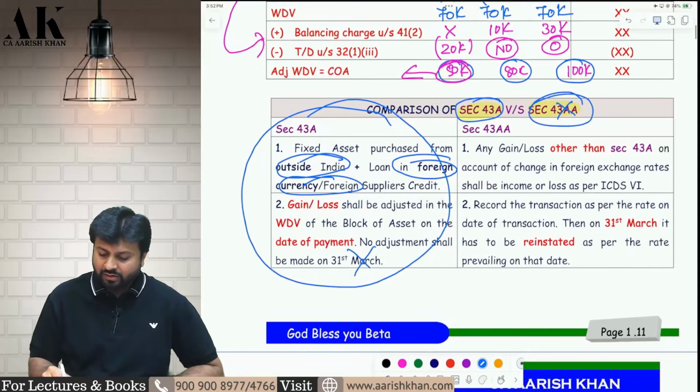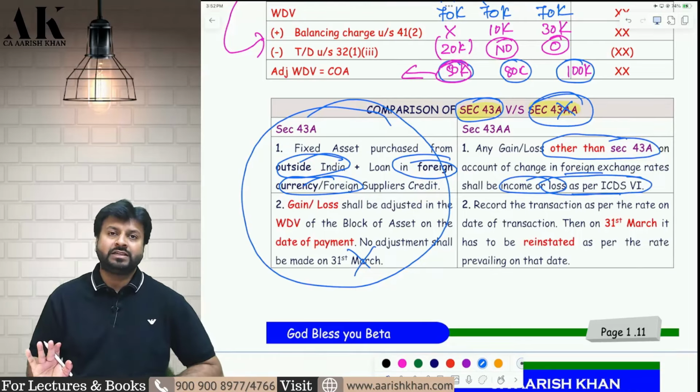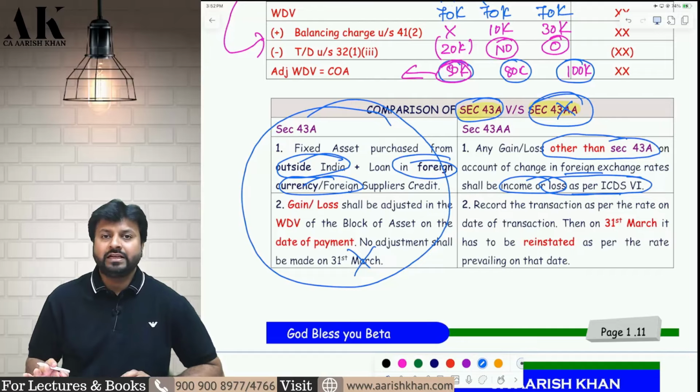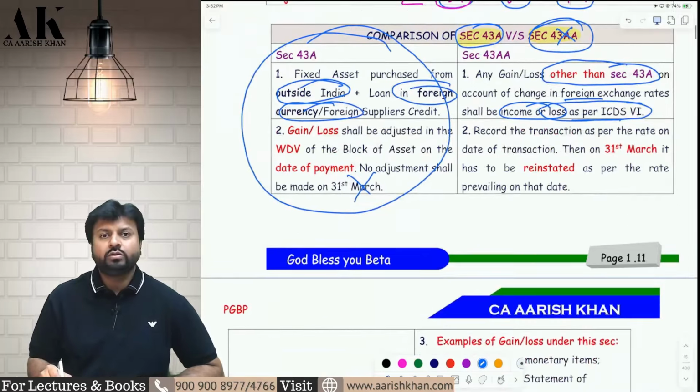So any other gain or loss which is not covered in 43A, other than 43A, all of them will come in 43AA, and here it will be considered as an income or loss as per ICDS. Okay, as per ICDS it will be considered as an income. I hope it is clear to all of you. And here you have to treat them the way you treat in accounts.